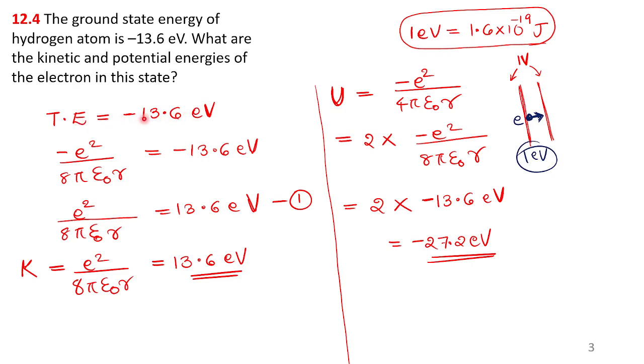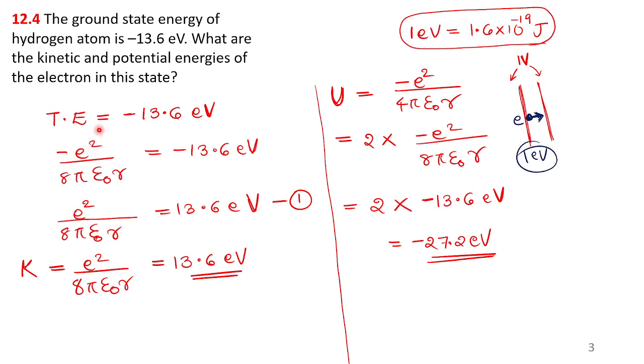Now, what is our question? We have to find out kinetic energy and potential energy. The total energy is given. We have to separately find out potential energy and kinetic energy. We have a formula for total energy, you studied that: minus E square by 4 pi epsilon 0 r. Clear?